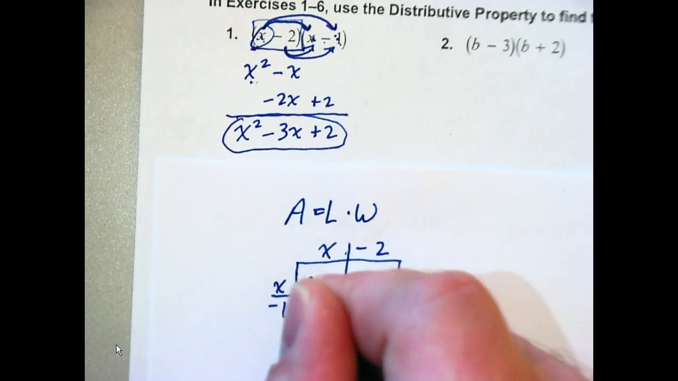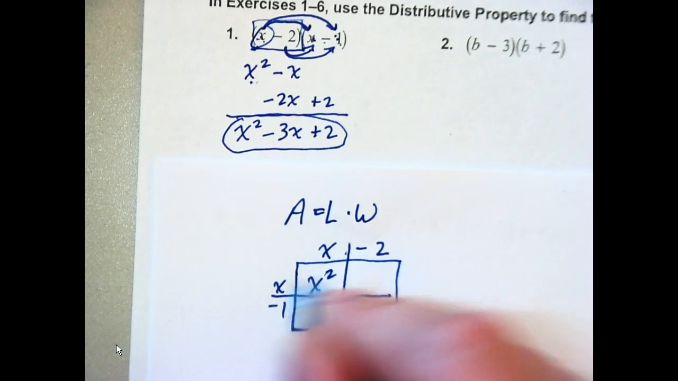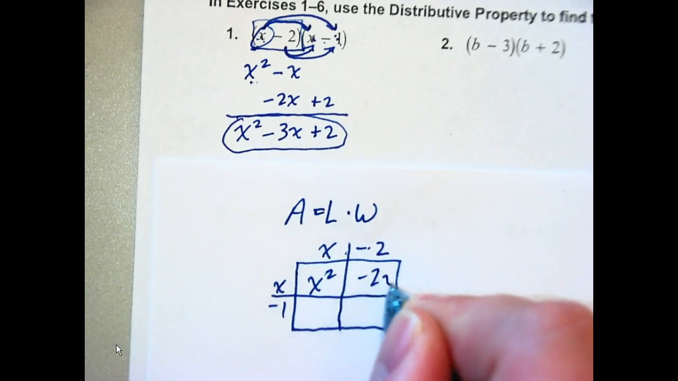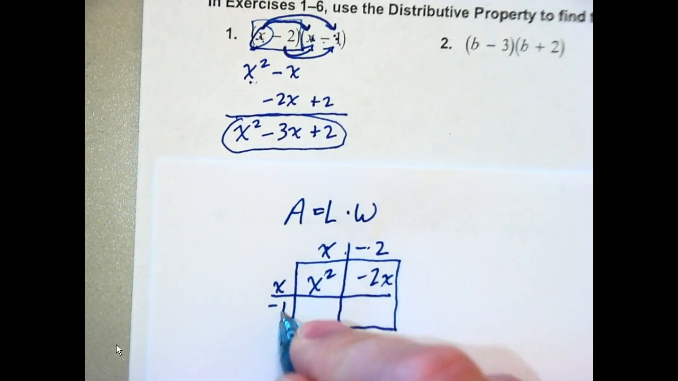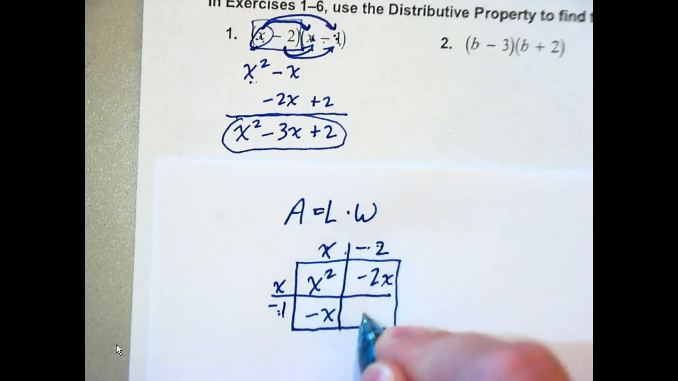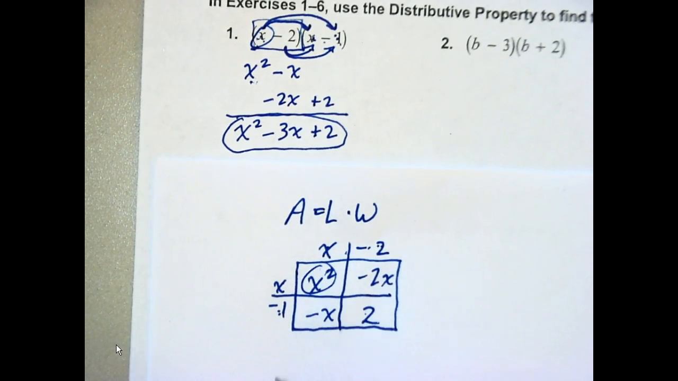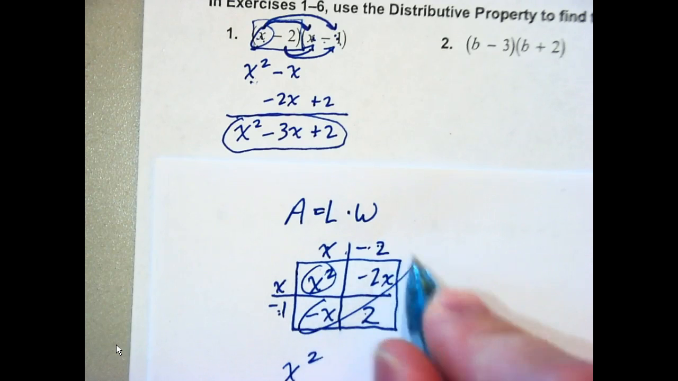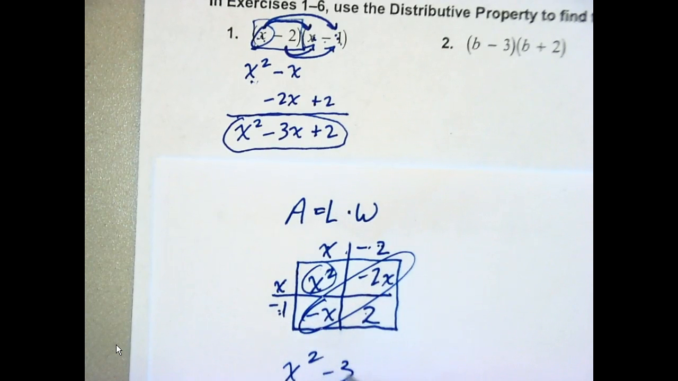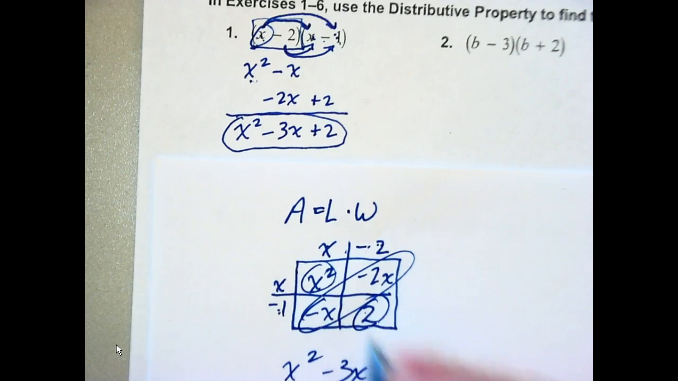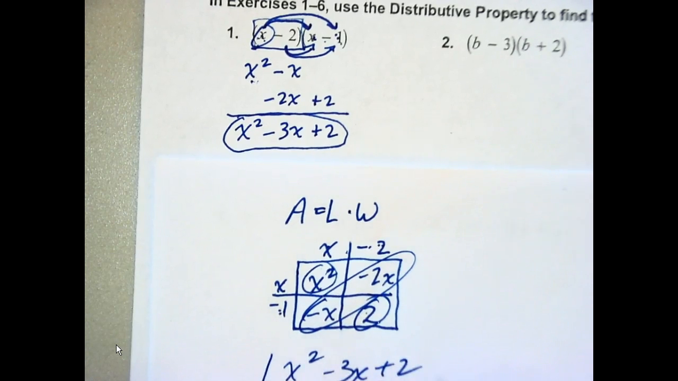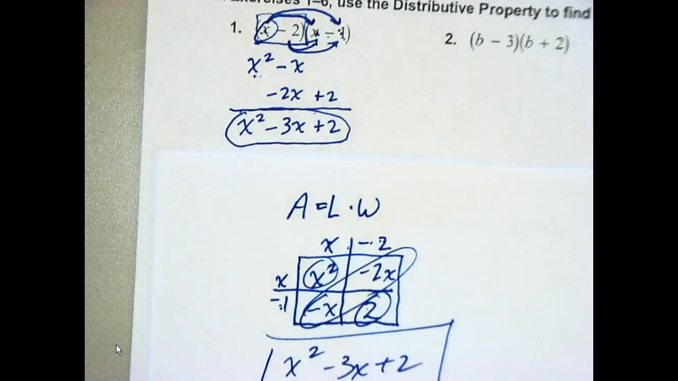Okay, so this gives me x squared. This is negative 2x. This right here is negative x. Negative 1 times negative 2 is 2. And so now you could look at it and go, well, there's an x squared. I can put those two together to get negative 3x. And then I've got a plus 2. You get the same answer using either method there.